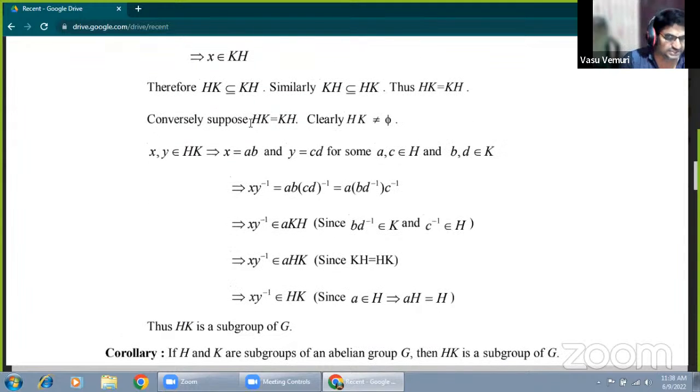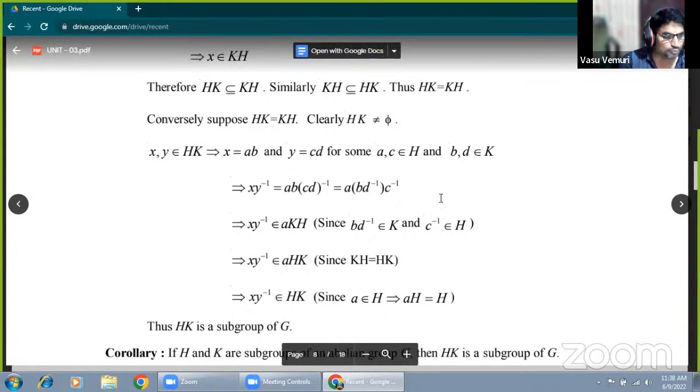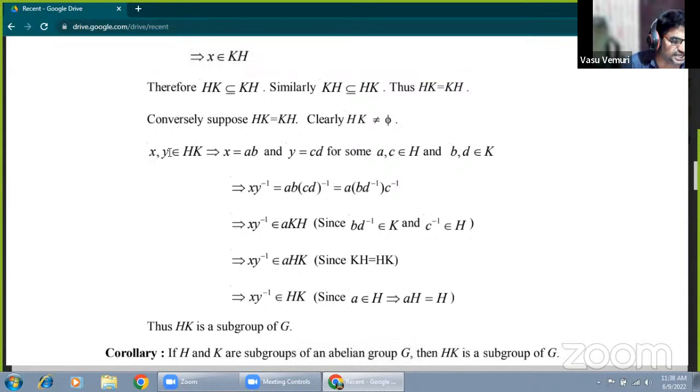Now, the sufficient part, the converse part, is HK equal to KH. Here HK is a subgroup of G means, first of all, HK is a non-empty set. In that non-empty set, we take any two elements X and Y. Therefore, X equals AB and Y equals CD, where C belongs to H and D belongs to K. Here X equals AB, that is one of the products of the elements.